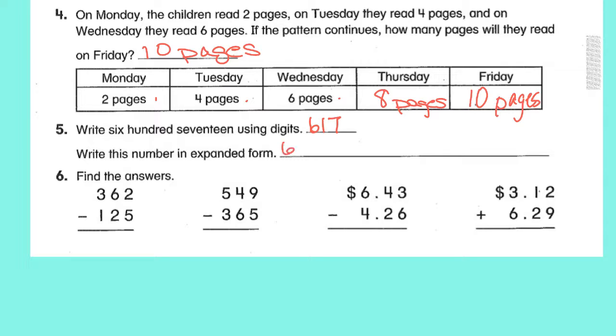Yes, we'll write 600 for the hundreds plus 10 for the tens plus 7 for the 1. So we have 600 plus 10 plus 7 is 617 in expanded form. Let's move on to number 6 to find the answers to these problems.